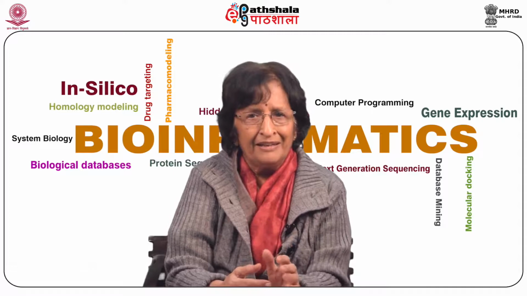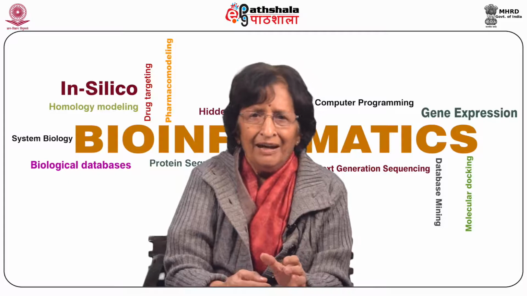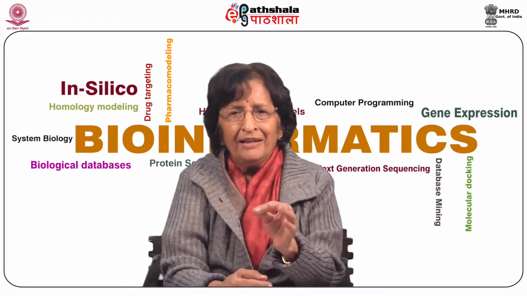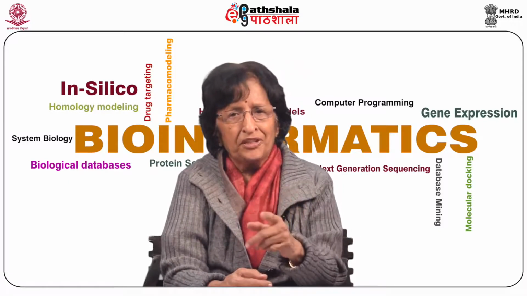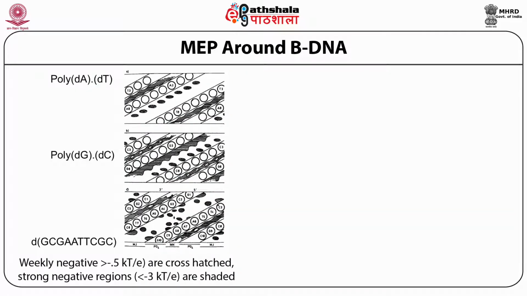Solvent in this case was treated as a continuum of dielectric constant 80, and the surrounding region was mapped in a mesh of 65 by 65 by 65 mesh points. We show in this picture the molecular electrostatic potential map around B-DNA in three different sequences. First is poly dA-dT, second is poly dG-dC, and third is GCGAATTCGC.